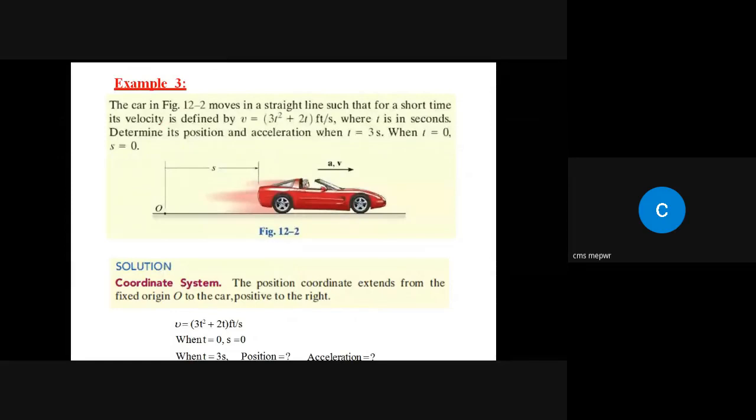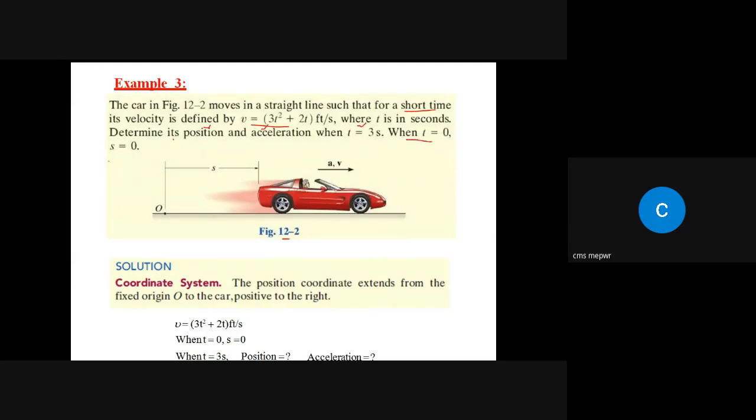The car in this figure 12.2, meaning chapter 12 of RC Hibbeler, figure 2, moves in a straight line. This means rectilinear motion for a short time. Short time means when delta t approaches 0, so we need to use the ds by dt equation, something like this. The velocity is defined by this equation, and the unit is foot per second square, where t is in seconds. Determine its position and acceleration when t is equal to 3 seconds. Initially, when t was 0, s was also equal to 0.